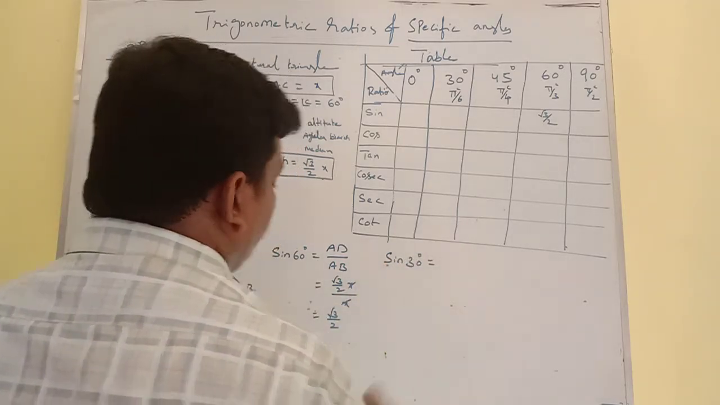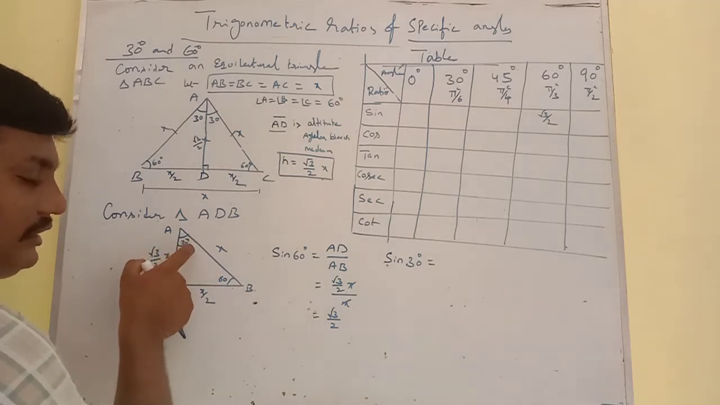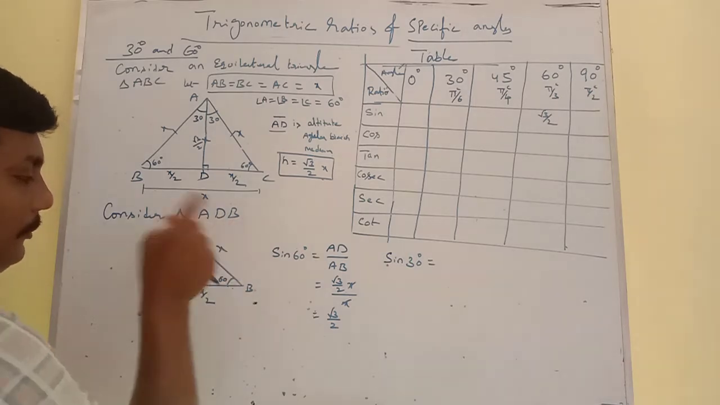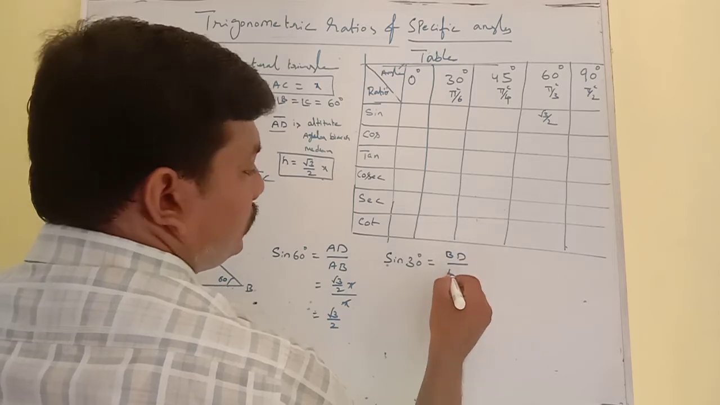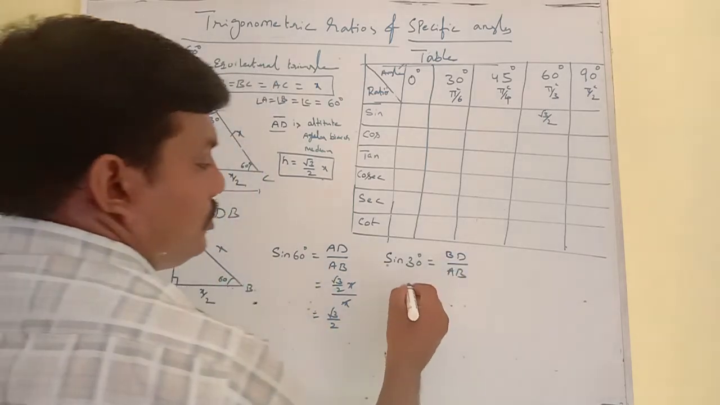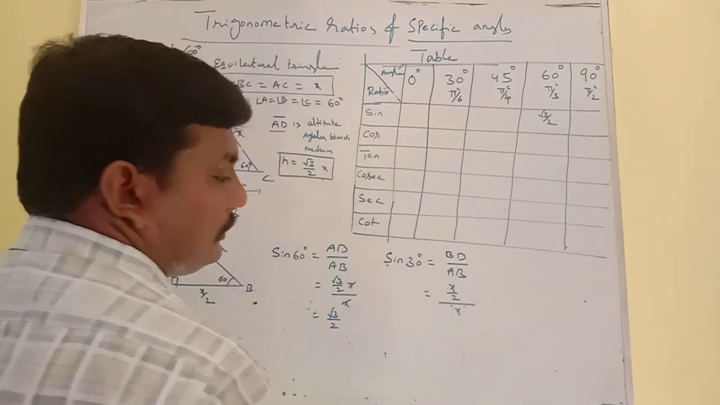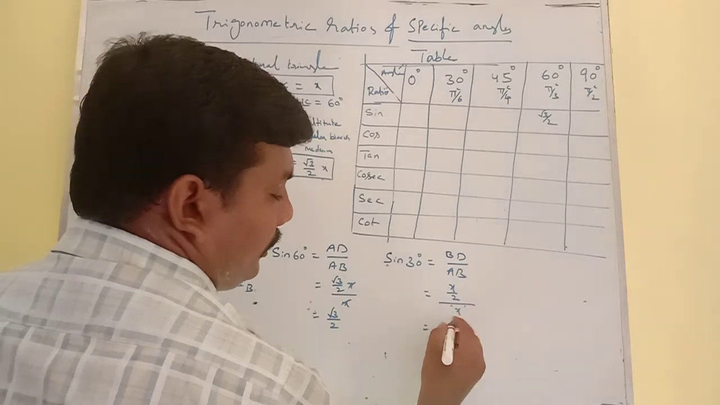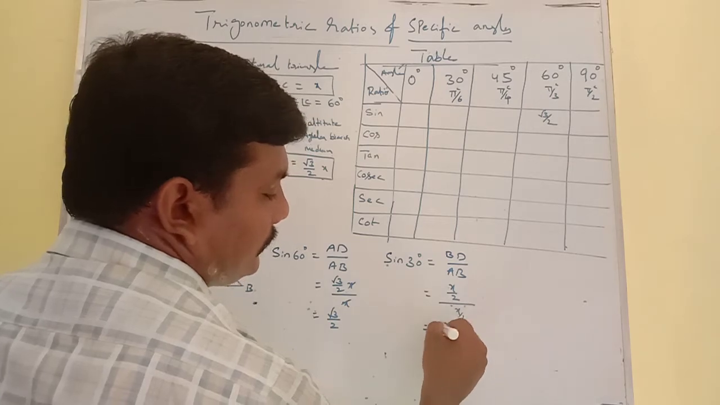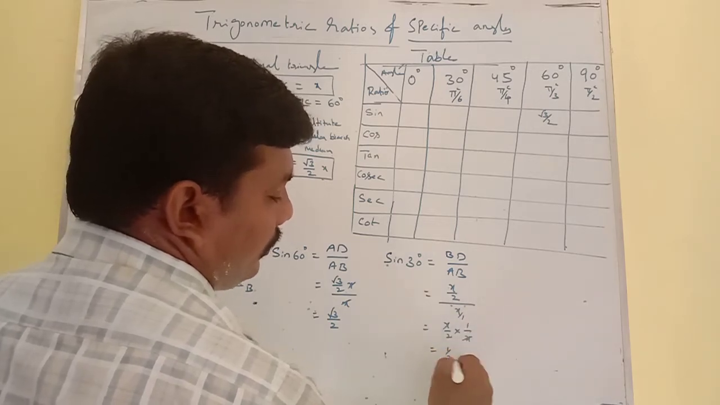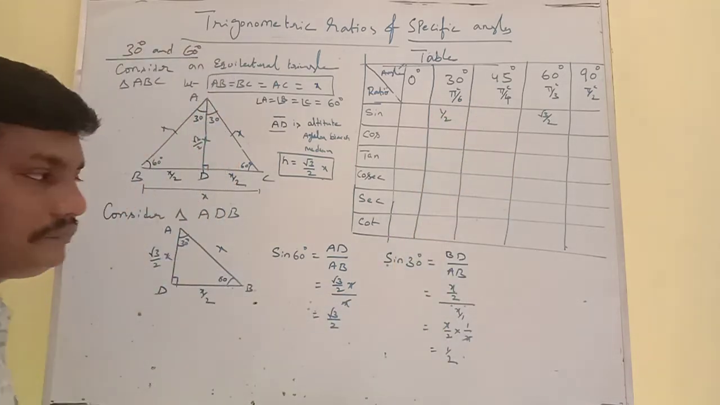Sine 30 degrees means the side opposite to 30 degrees by hypotenuse. The side opposite to 30 degrees is BD, and the hypotenuse is AB, because the hypotenuse never changes. So this is BD equals x by 2 by x. Writing x by 2 into 1 by x, the x cancels. This is half. So sine 30 is 1 by 2, and I can place that value in the table now.